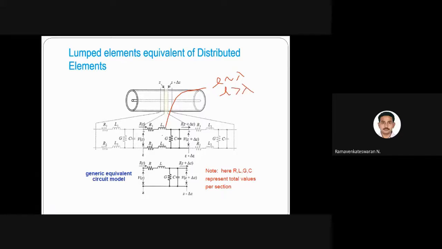It becomes a distributed element. So I'll break this section in such a way that the physical length of this section, not of the whole line, that is del Z, the difference between Z and Z plus del Z, will be very small compared to the operating wavelength. This is one of the key things to solve the transmission line problem.